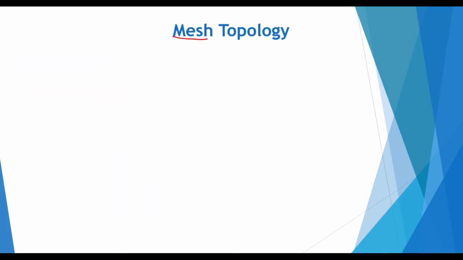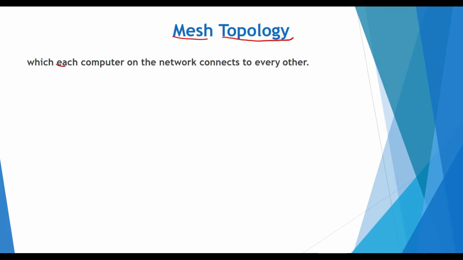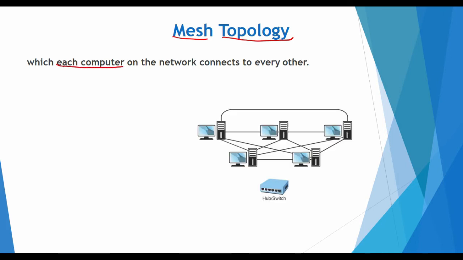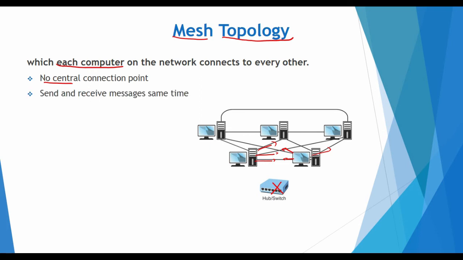Mesh topology. The wired mesh topology incorporates a unique network design in which each computer on the network connects to every other, creating a point-to-point connection between every device on the network. In a mesh topology, there is no central connection point. Instead, each node is connected to at least one other node, and usually to more than one. Each node is capable of sending messages to and receiving messages from other nodes. The nodes act as relays, passing on a message towards its final destination.